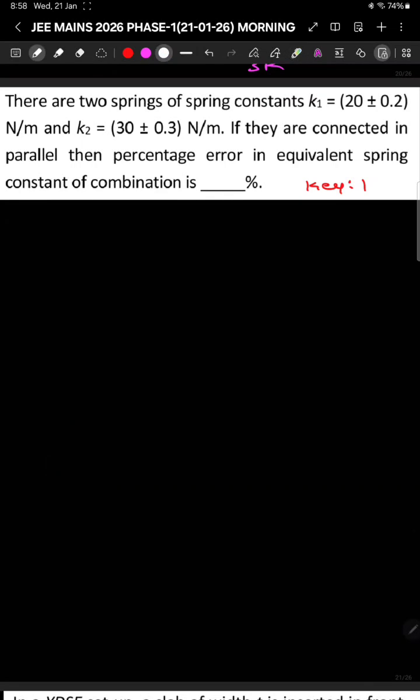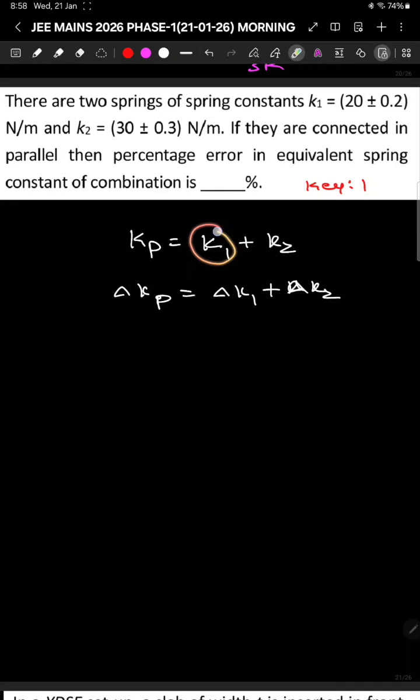Here two springs are given, K1 and K2, both connected in parallel. So the K parallel formula will be K1 plus K2. They are asking for errors, so let us differentiate this. Delta Kp equals delta K1 plus delta K2. Here we know the K1 value is 20, the K2 value is 30, delta K1 is given as 0.2, and delta K2 is given as 0.3.